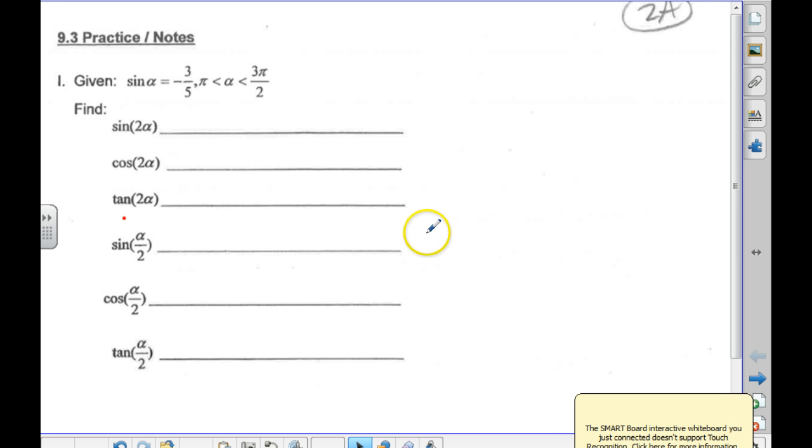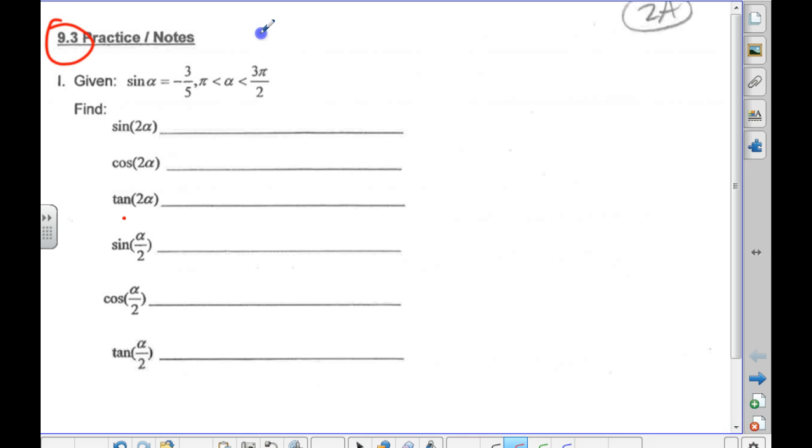All right. This is notes on 9.3. The assignment that goes with this tonight will be page 600. Does that sound right? Yeah. Okay. What you need out right now is notes, worksheet 2A, B, and your unit circle.